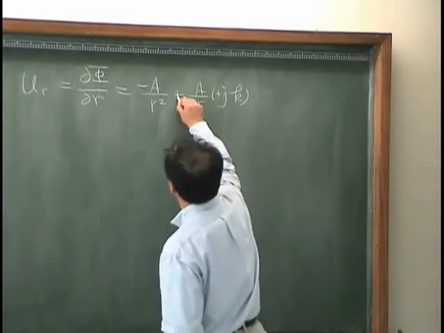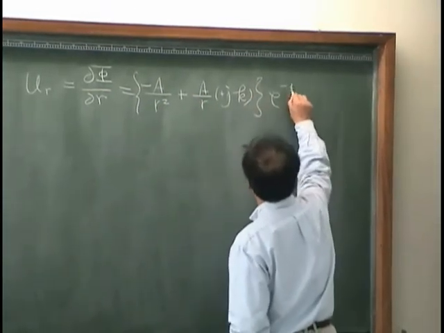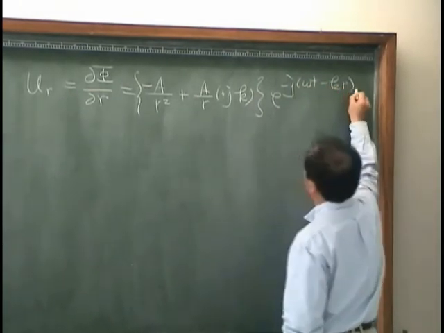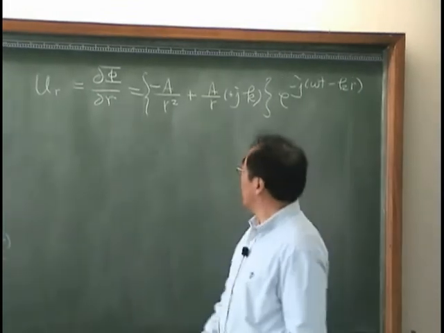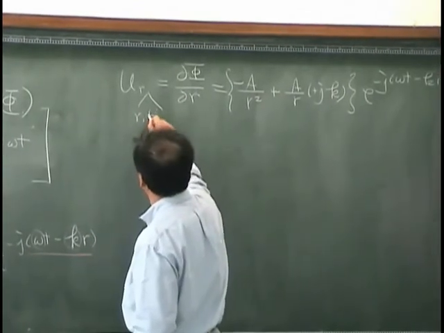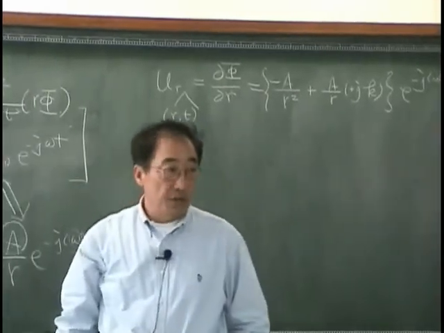Okay, and plus, and I write exponential minus j omega t minus kr. Okay, that is velocity at R at arbitrary time.